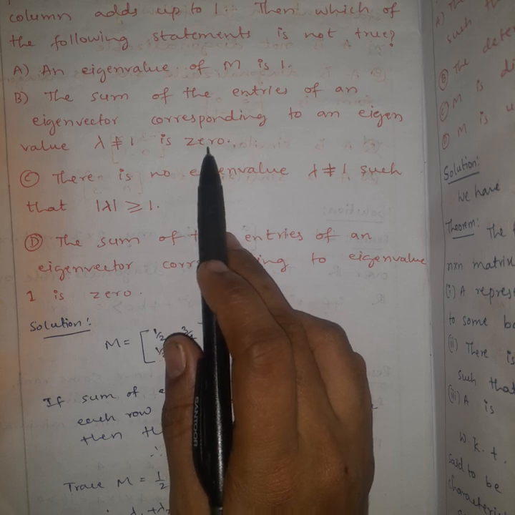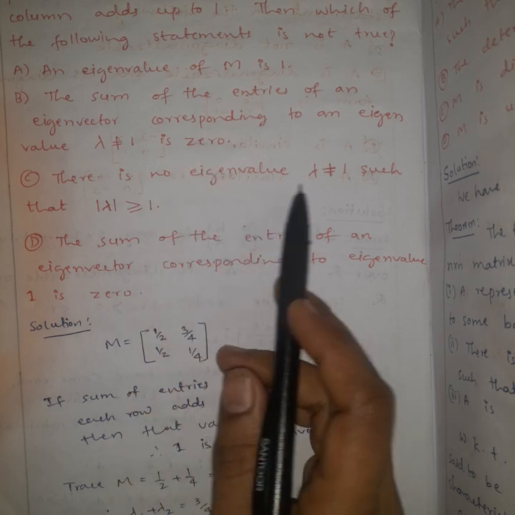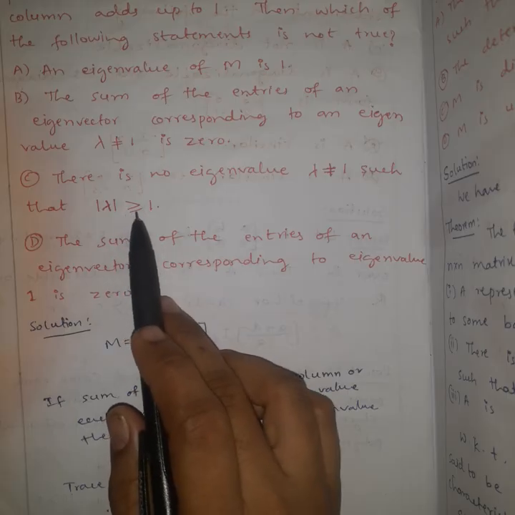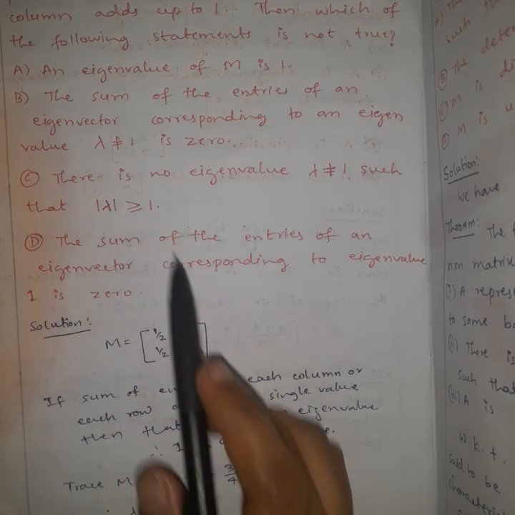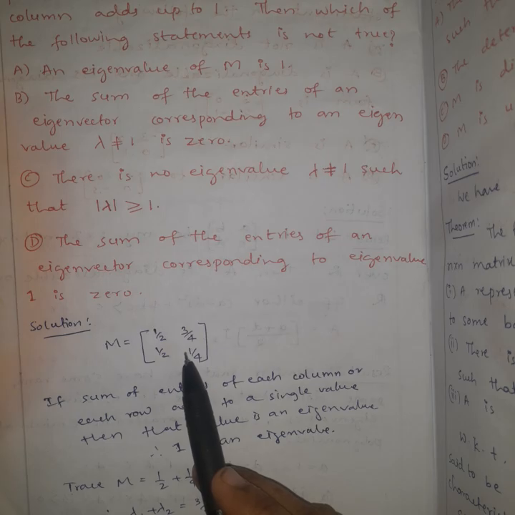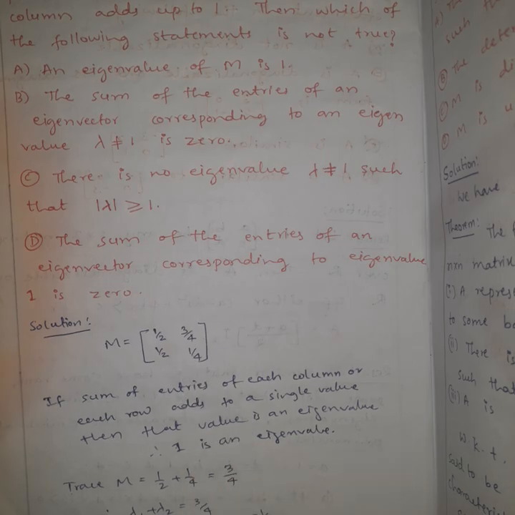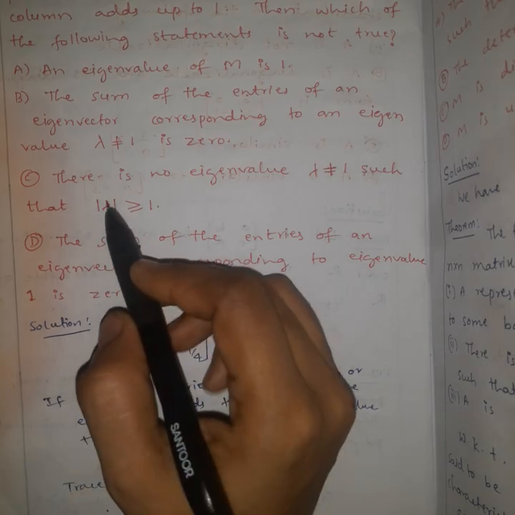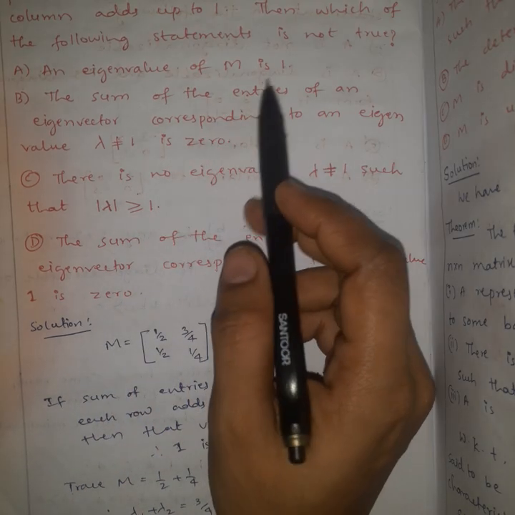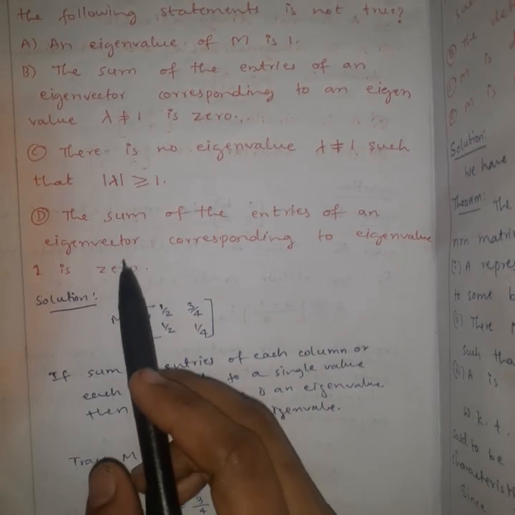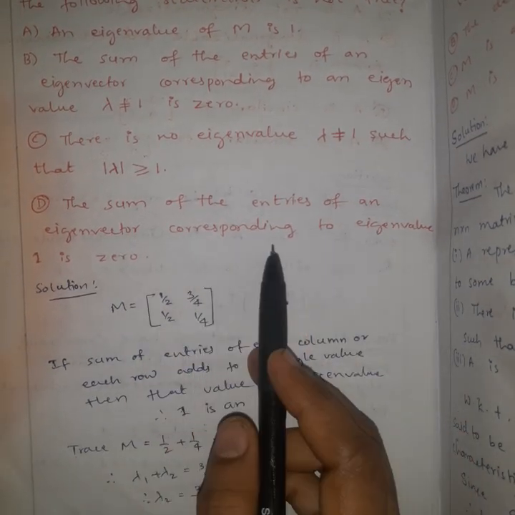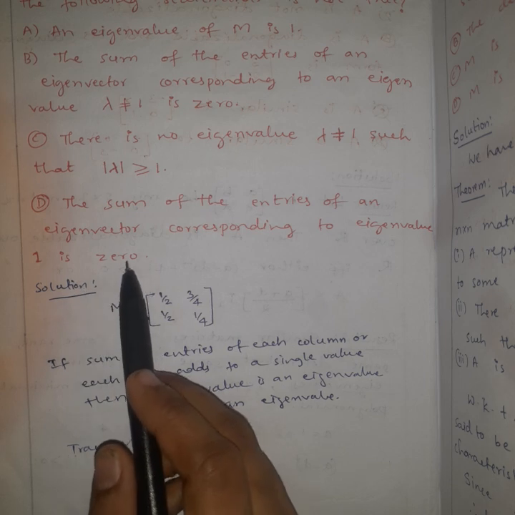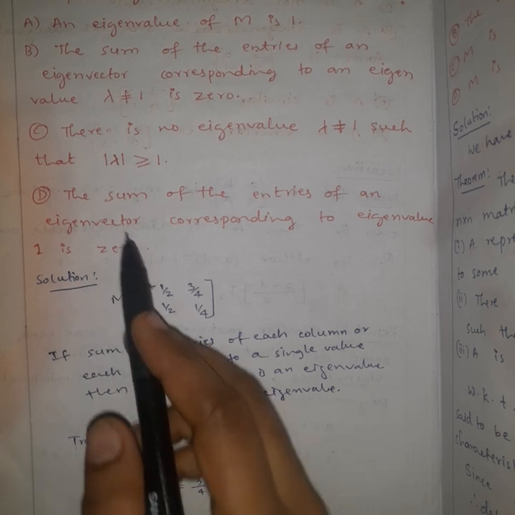This statement is true. Further, there is no eigenvalue lambda not equal to 1 such that modulus of lambda is greater than or equal to 1. This is also true because here M is a 2 by 2 matrix. It has only two eigenvalues. One is 1, another one is minus 1 by 4, and its modulus value is less than 1, and no other eigenvalue has modulus of lambda greater than or equal to 1. So this statement is also true. Therefore, the statement which is not true is option D, that is, the sum of the entries of an eigenvector corresponding to eigenvalue 1 is 0. This statement is not true.